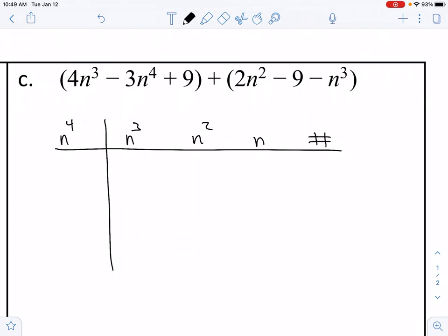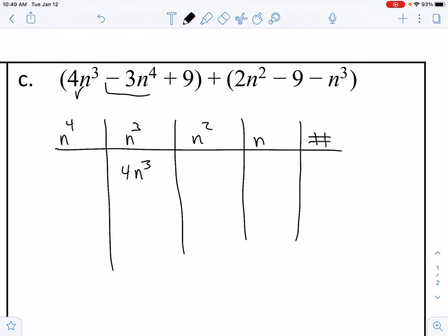So let's just put everything in the column that it belongs. So I'm going to look at this one. 4n to the 3rd means that that one goes here. Check. Did it. Negative 3n to the 4th. That negative sign is attached. Negative 3n to the 4th, well, that's going to go in the n to the 4th column. Check. Did it. Positive 9 is just a regular number, so I'm going to put positive 9 in my regular number.